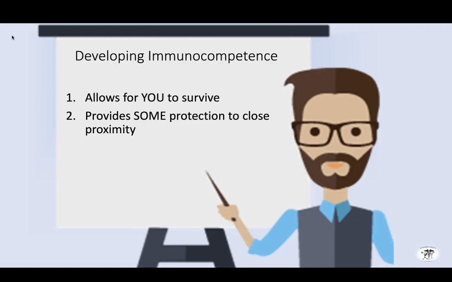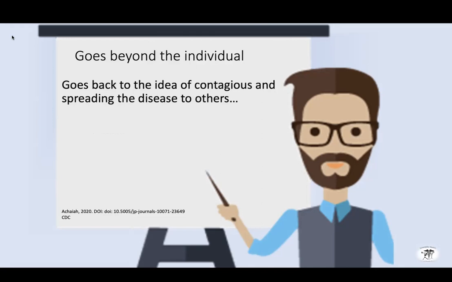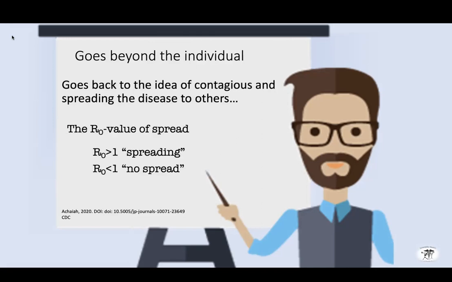But when we start looking at it in terms of going beyond myself, it's about reducing my contagiousness to others. If we look at this in terms of an epidemiological factor, what we're talking about is what's referred to as the R naught value. And the R naught value is the indication of rate of spread within the population. Where if we have any value that is greater than 1 in the R naught, that's the indication that we have spread taking place.